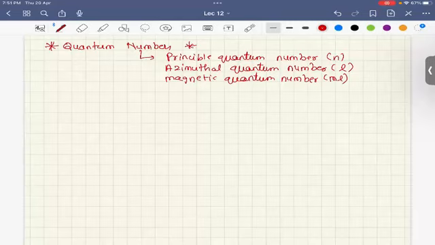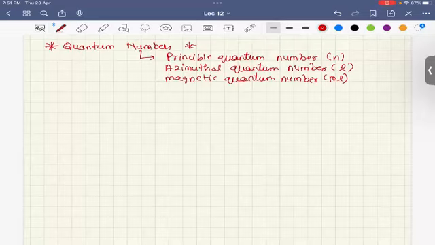So the principal quantum number determines the main energy shell or the level in which the electron is present, and it is denoted by n. It can have whole number values starting from 1, such as n equal to 1, 2, 3, 4, and this quantum number also identifies the shell. The shell with n equal to 1 is called the first shell, right? And n equal to 2 is called the second shell, and so on and so forth.